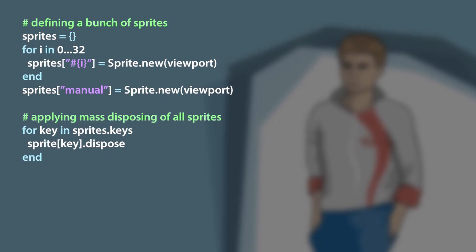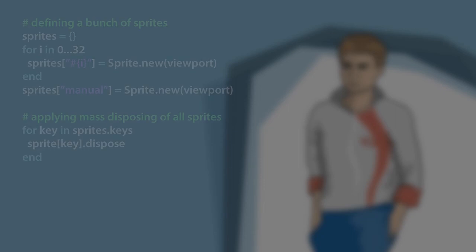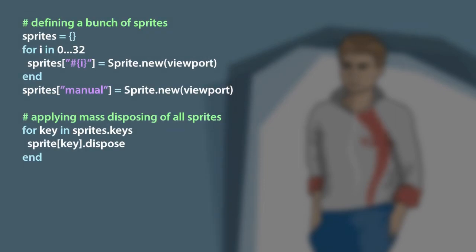But what you can do is write a simple loop, which is going to iterate through the sprite hash using the keys of the sprites, which we talked about in a previous video, which I'm going to have annotated on the screen, so you should check it out if you haven't already. You can have a loop which is going to iterate through all your sprites inside of your hash, and then it's going to automatically dispose of them. And this is very nice.